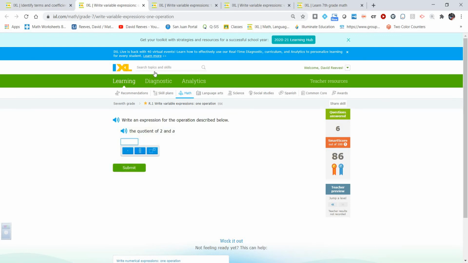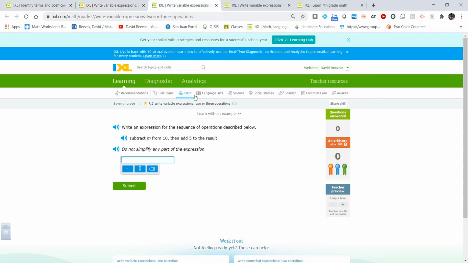Okay, I'm going to go ahead now and skip to our next skill, where we're continuing, except now we have more than one operation. It says subtract m from 10, then add 5 to the result. So m minus 10 would not be correct, right? It would be 10 minus m, and then it says add 5 to the result. Now, you do have to know about order of operations. So if we were going to use the correct order of operations, would we get what we want? Well, order of operations, addition and subtraction comes last, from left to right. So according to this, I would do 10 minus m and then add 5.